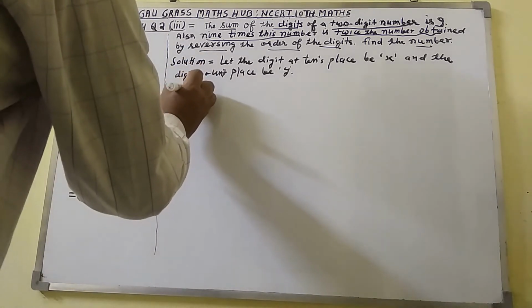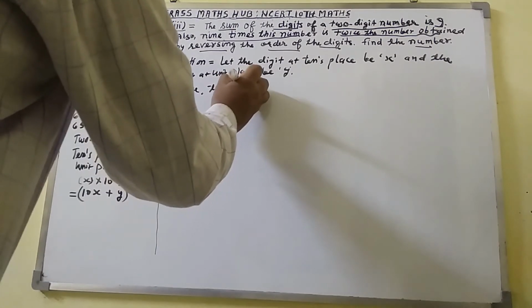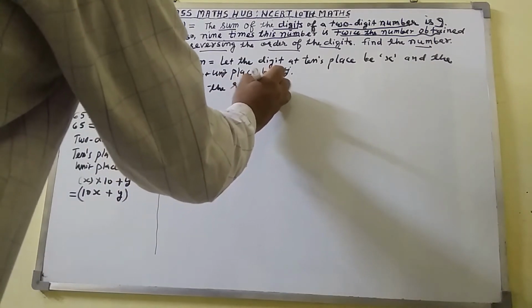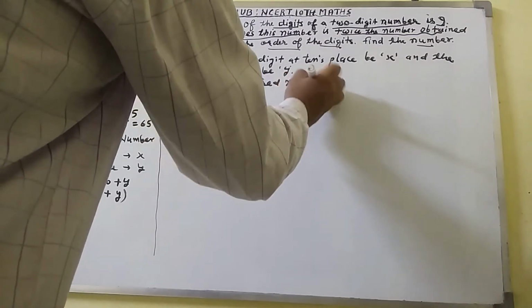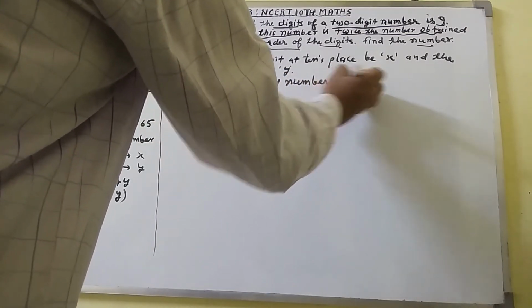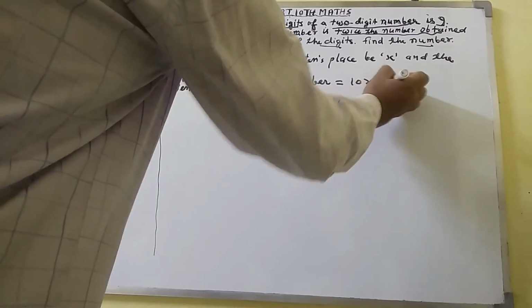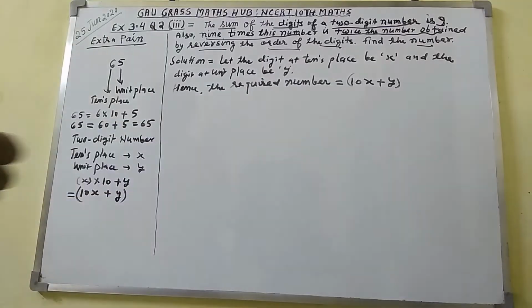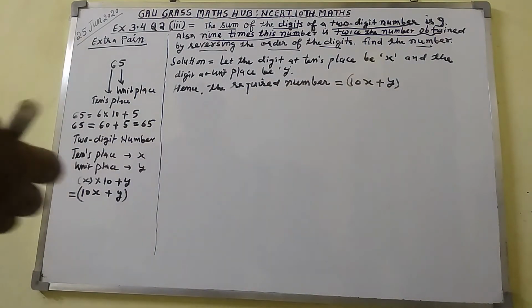Hence, the required number equals 10x plus y. This will be the required number, 10x plus y.